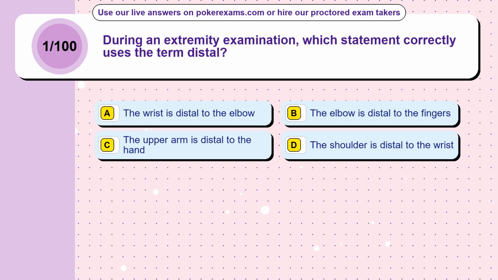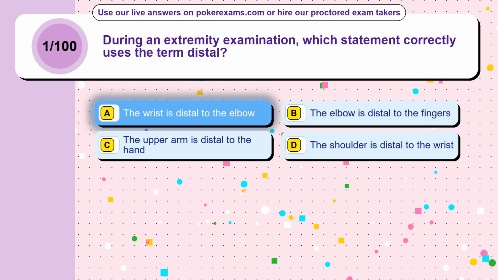Question 1. During an extremity examination, which statement correctly uses the term distal? Option A. The wrist is distal to the elbow. Option B. The elbow is distal to the fingers. Option C. The upper arm is distal to the hand. Option D. The shoulder is distal to the wrist.